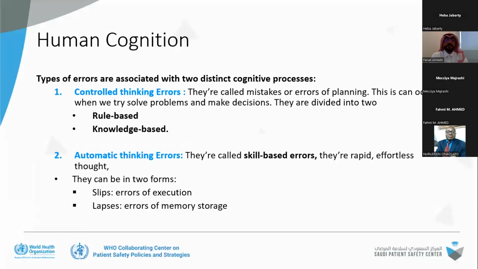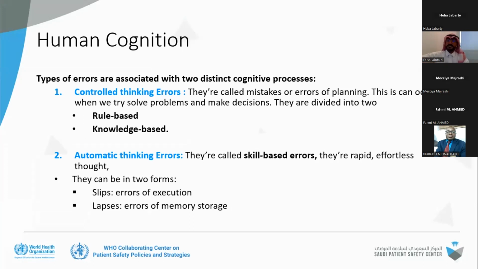Next, please. The types of error are associated with two distinct cognitive processes. We have a controlled thinking error and we have an automatic thinking error. Let's speak about the automatic thinking error first. They are called skill-based errors. They are rapid, and you do them unintentionally, either because of slips or lapses, so you are doing this thing by mistake. So it is an error of execution: you do something wrong without meaning to.